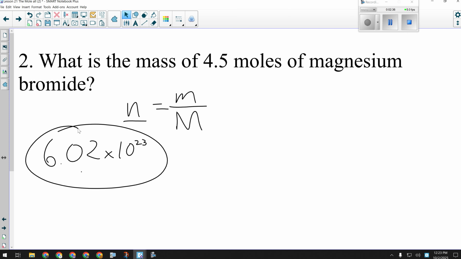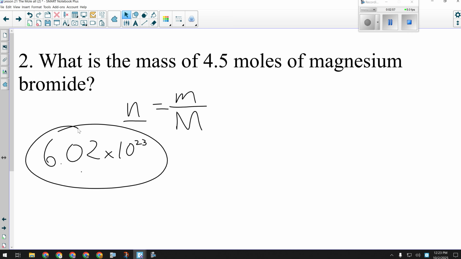If I tell you that I have 2 moles of something, how many particles do I have? You take the 2 moles and you multiply by this number. Why? Because this is the number of particles in 1 mole, just like 12 is the number in 1 dozen. So it works exactly the same way.